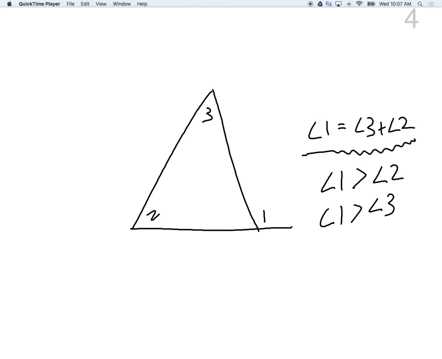There is none. Beautiful. We know nothing about the relationship between angles 2 and 3, how they relate to each other. 2 could be bigger, 3 could be bigger, they could both be the same.